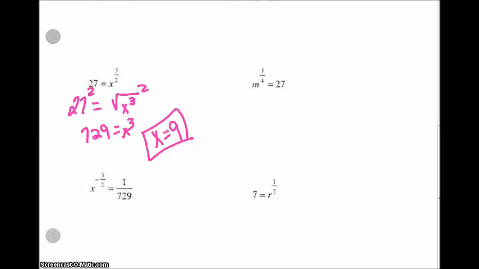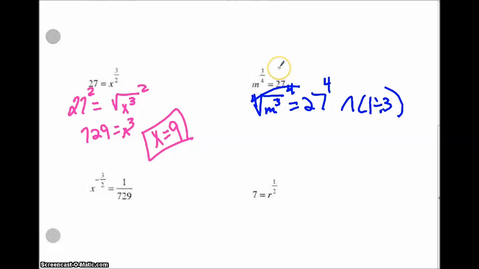M to the 3/4 is the same thing as saying the 4th root of m to the 3rd is equal to 27. You're going to raise both sides to the 4th. 27 to the 4th is 531,441. Once you get into some of these big numbers, if you've set it up and shown me what you're doing, I won't make you write everything down. So instead of writing the 531,441 down, realize that once you do that, you're going to have to rooftop it to the 1 divided by 3 to get rid of this m to the 3rd. So rooftop open 1 divided by 3, and m is equal to 81.